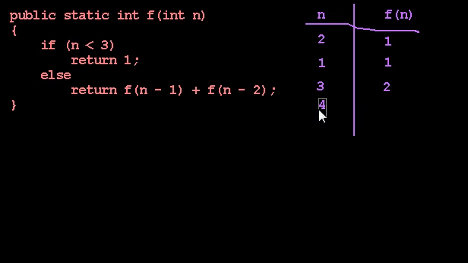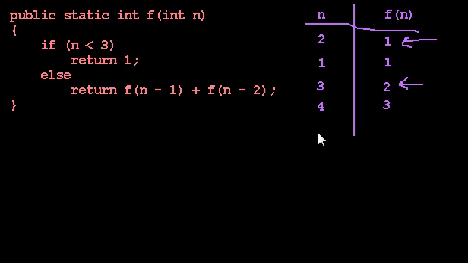Let's try one more. F of 4. Well, 4 is not less than 3, so that's going to be f of 4 minus 1 is 3, plus f of 4 minus 2 is 2. So f of 3 plus f of 2. Here's f of 3, plus f of 2. And if I add those values together, 1 plus 2 is 3.